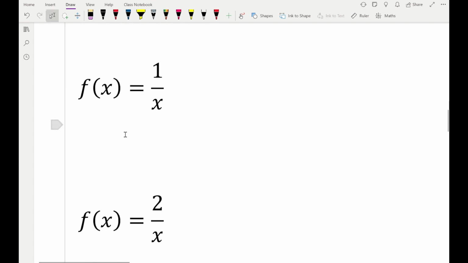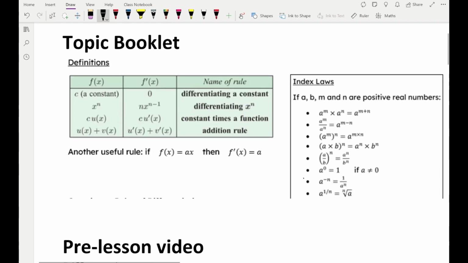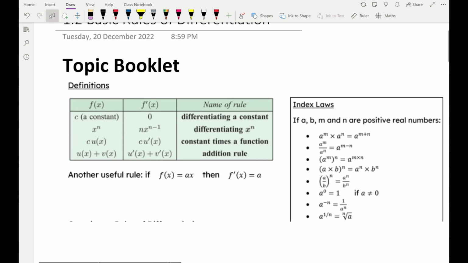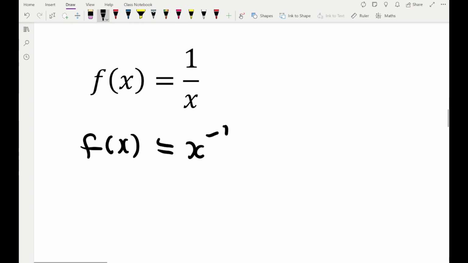Now here's where it gets a bit trickier. You need to use your index laws for fractions, and that's why I put the index laws in the topic booklet. We're going to be using this one here, which says that I can write a fraction as a negative power. In particular, if I've got 1 over x, that's another way of writing x to the minus 1. There we go. So a lot of people stop here because they think they've done the derivative. We have not done the derivative yet. We still need to do that.